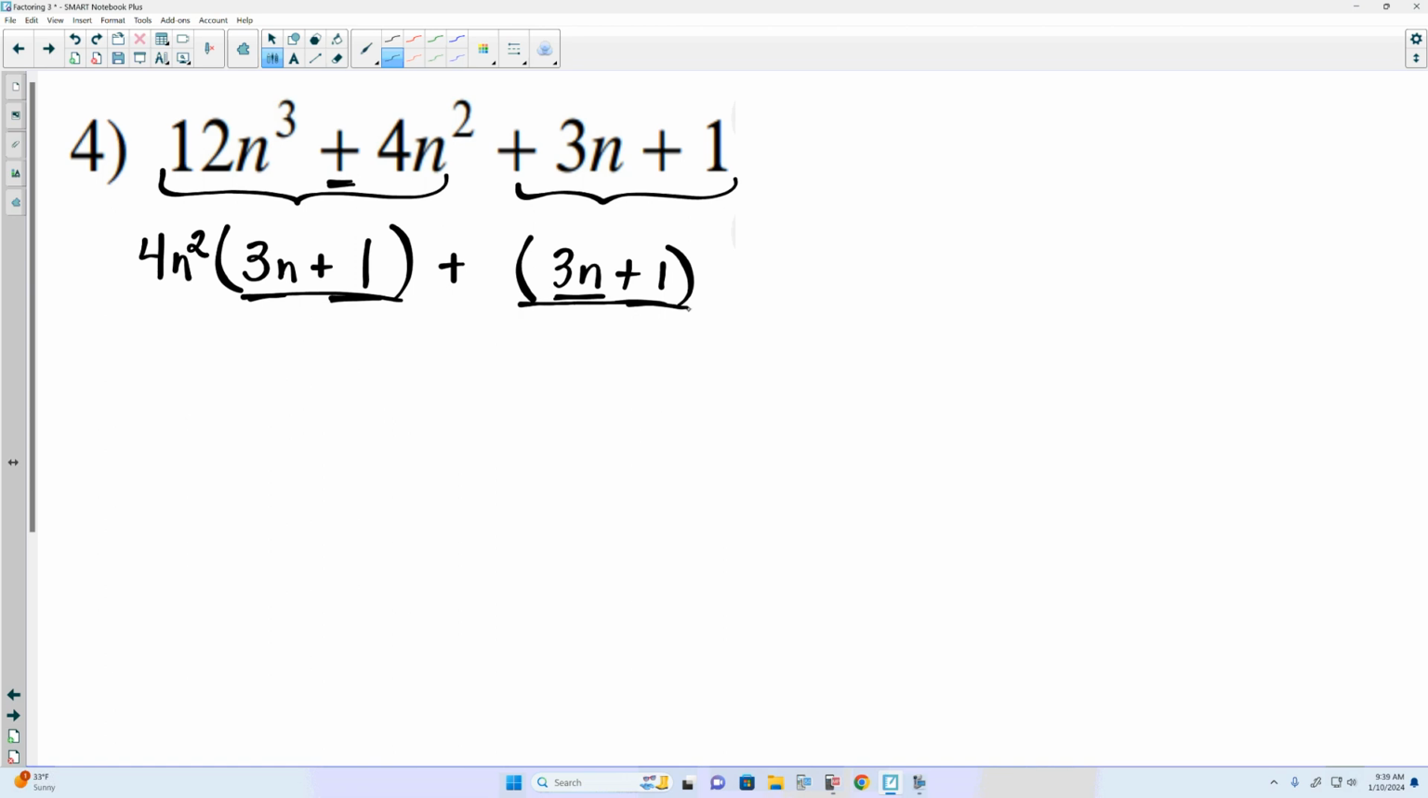Now this one's a little interesting because, well, 3n plus 1 didn't have a greatest common factor, but it does match up with the first one, yes? So now we can factor out a 3n plus 1 times 4n squared plus 1.